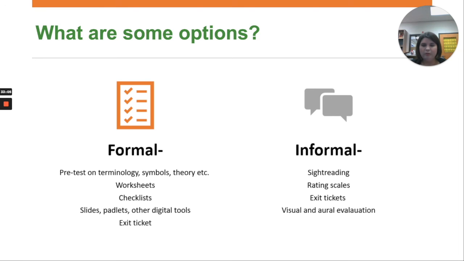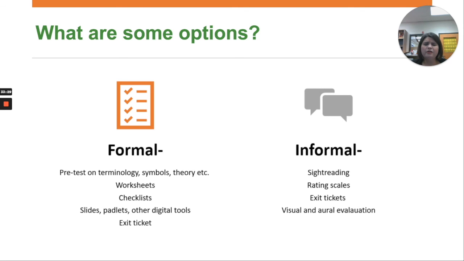So informally, some options are sight reading. That's a great diagnostic assessment. If you put a piece in front of your group and they can't really get beginning to end, it's probably too hard. If they can kind of get beginning to end, then you could probably teach it, right? So knowing what your kids can do, sight reading is a great way to diagnostically decide, like, where are they and what can we do?